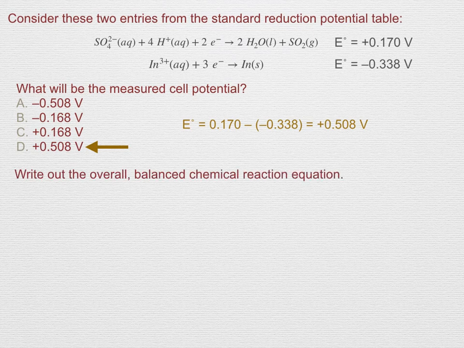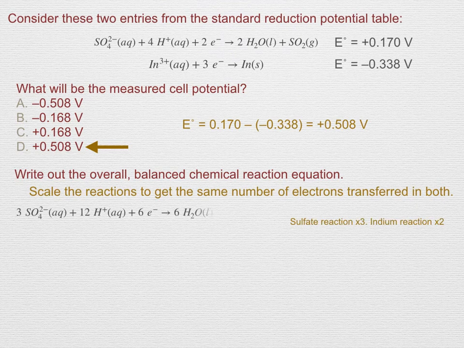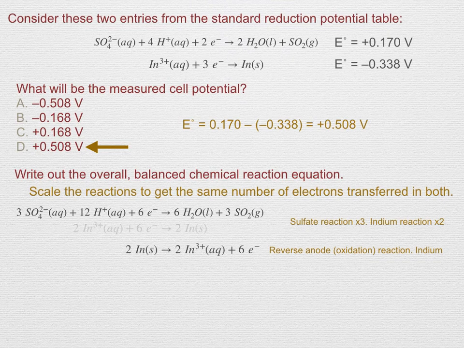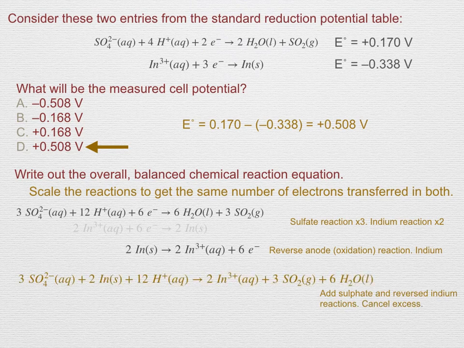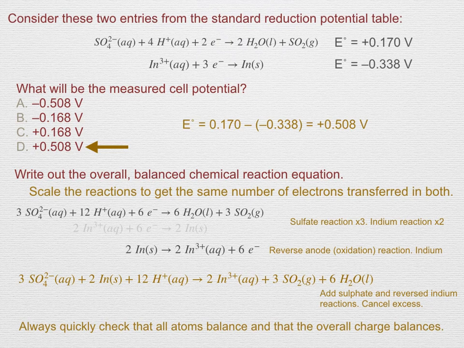Write out the overall balanced chemical reaction. Well, to do this, we need to get the same number of electrons in both reactions, then write the anodic reaction in reverse so it is an oxidation, then combine and cancel. Multiply the sulfate reaction by 3 and the indium reaction by 2. Reverse the anodic oxidation reaction, the one with the least positive, the most negative reduction potential. Add them together, cancel any excess. Always quickly check that all atoms balance and that the overall charge balances, as it does in this case.